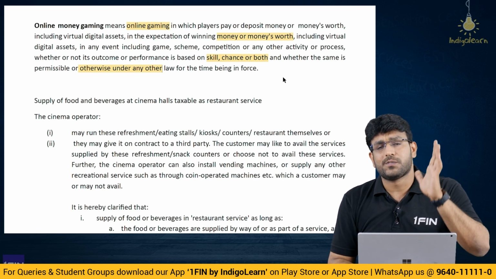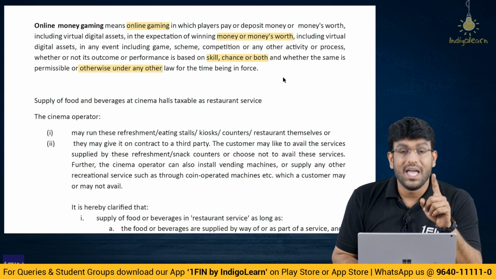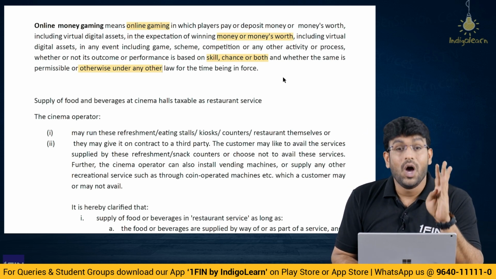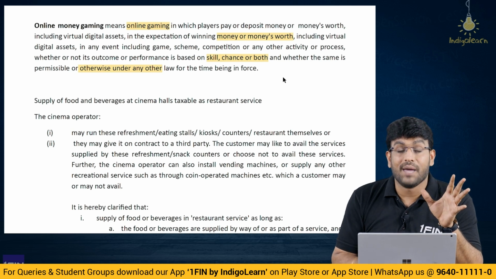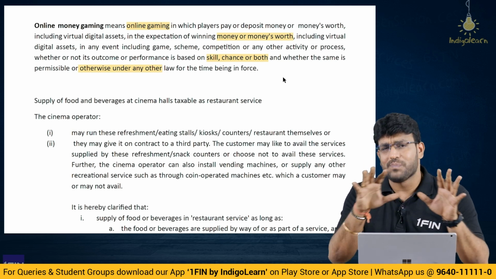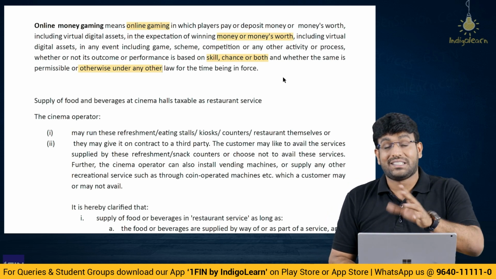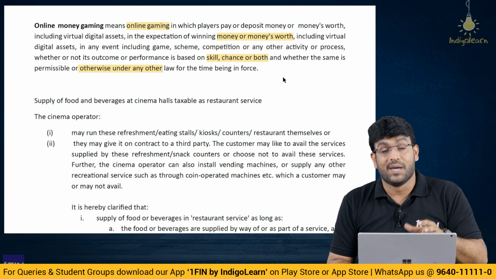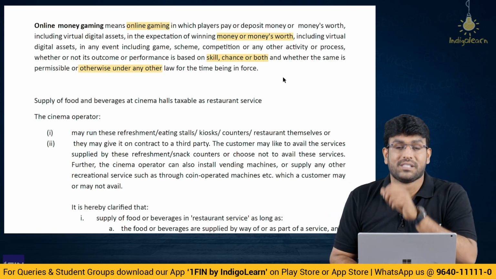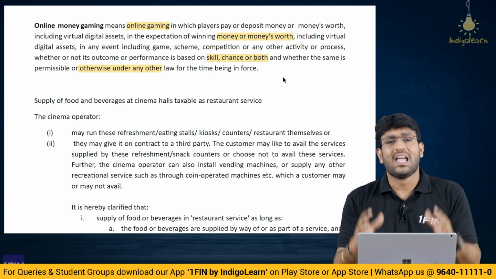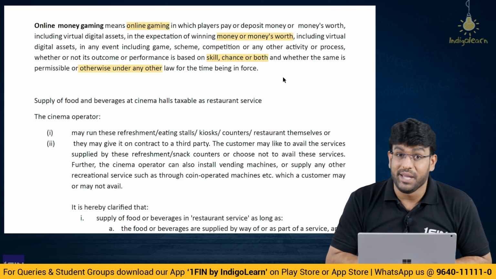And what is covered in specified actionable claims? Betting, gambling, lottery, horse racing, online money gaming, casinos. On all these, my dear friends, GST will apply. And for your knowledge, let me tell you, practically the rate of GST for online gaming and casinos is 28%, my dear friends. Government is charging a high rate of GST on these online games.